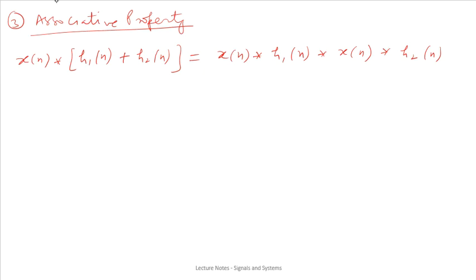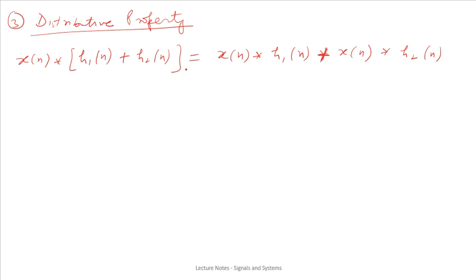Or I think there is some correction. So this property, actually this is not associative, rather it will be the distributive property. Okay, and here you will have the plus sign here.